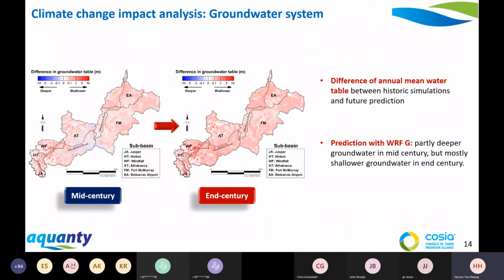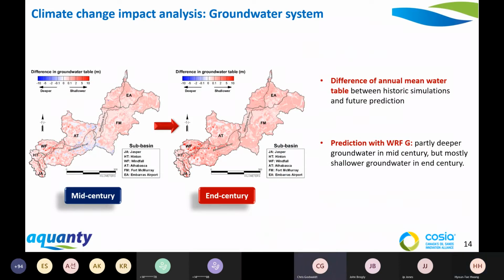So we performed the future climate change simulation using the ARB model. So here we compared historic and future mid-century and end century change in groundwater system. This figure shows the groundwater table change. Red means shallower groundwater table. Blue means a deeper groundwater table in future. As you can see, red is dominant. That means shallower groundwater table is dominant in mid-century and end century.